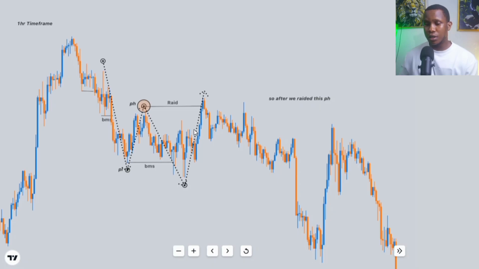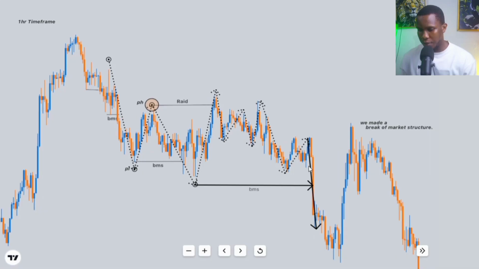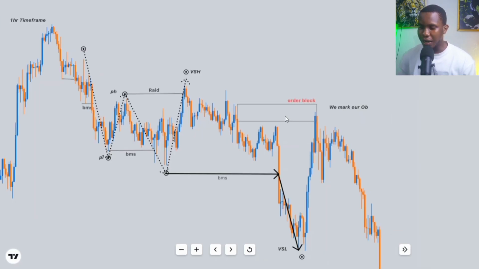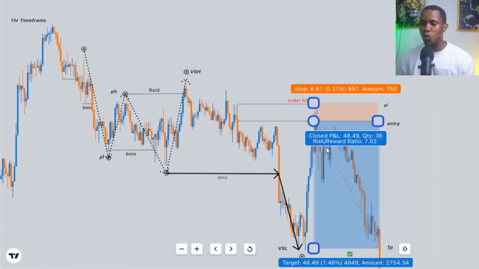Moving forward, when we raided this previous high, we moved in this external structural movement before breaking this low, giving us a break of market structure. We name here a value structure high, and we name here a value structure low, guys. And we mark out our order block right here. We make our entry here, stop loss above here, and TP at this value structure low. And this gave us a 1:7 risk to reward ratio, guys.